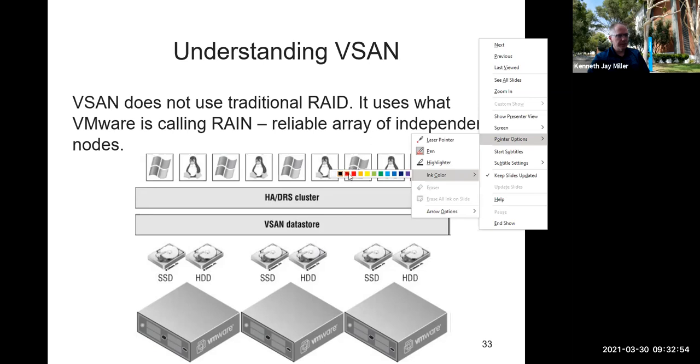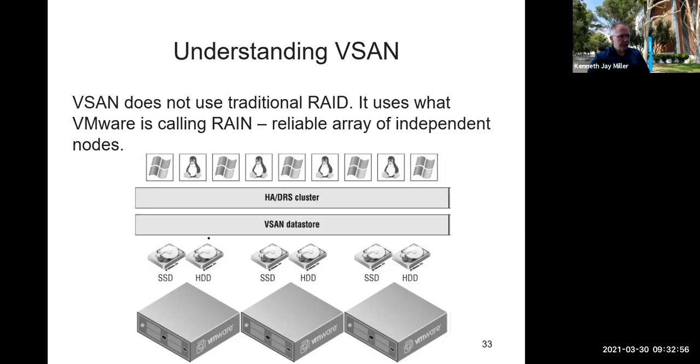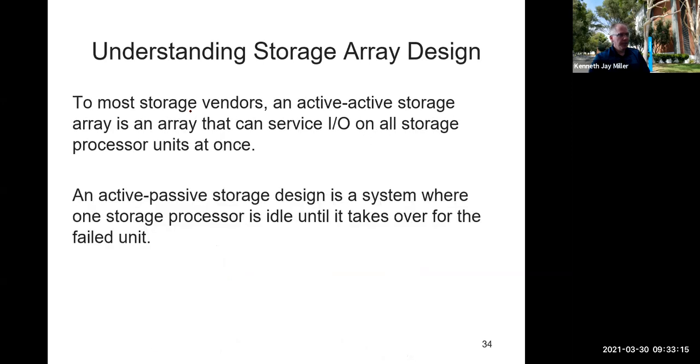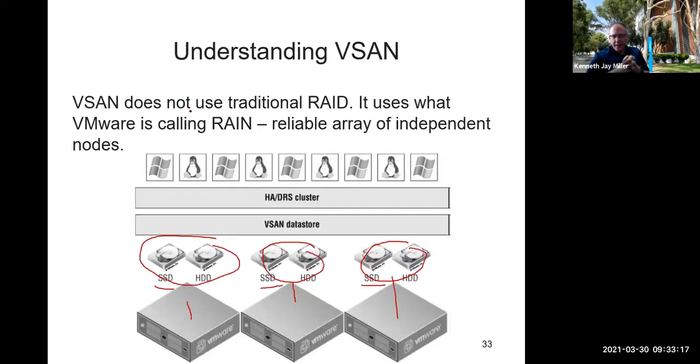Now let me go back to my red color. In each one of our host machines, we have 2 hard drives attached to it, and only the solid state drives could be used for the RAID array for the vSAN. Okay. All right. Any questions on RAID?